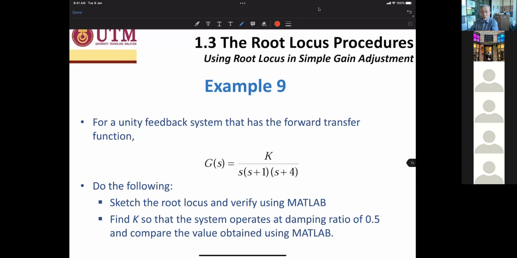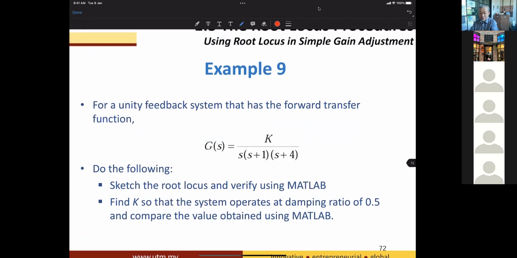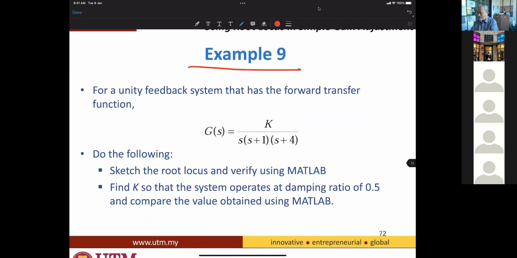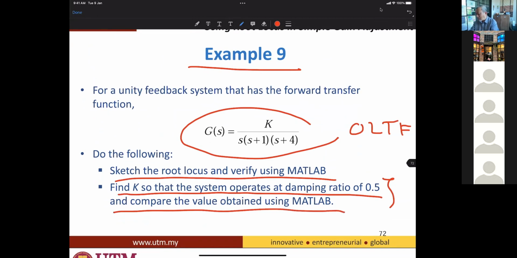Okay, guys, we continue the second part of the lecture today by referring to slide number 72. Can you hear me? Yes. Right, so example 9, page 72. For a unity feedback system that has the forward transfer function, which is here, the open loop transfer function, sketch the root locus and then verify it using MATLAB. Then find the K so that the system operates at a damping ratio of 0.5 and compare the value obtained using your MATLAB.